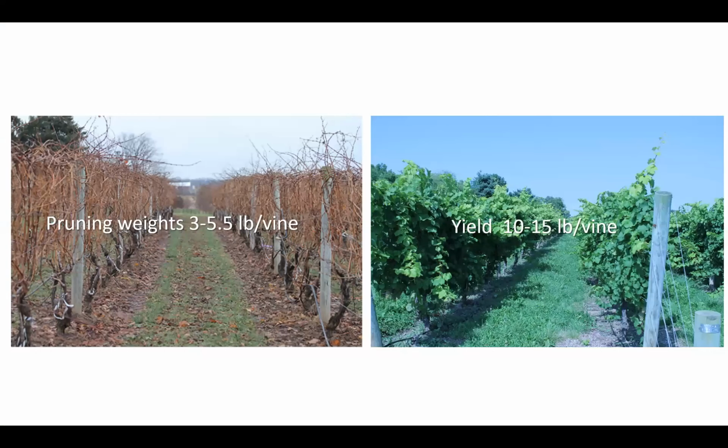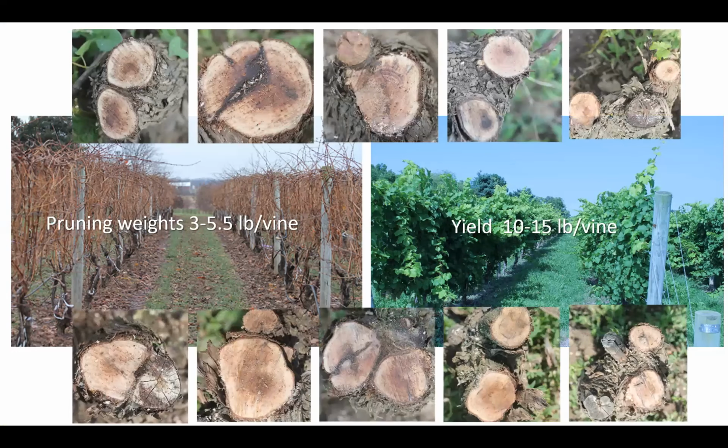And so this is that vineyard before we cut it down, and it was a very productive vineyard up to its last year. Pruning weights between 3 and 5.5 pounds per vine. Those are big vines. And then the yield in our last cropping season, somewhere between 10 and 15 pounds per vine. And that's grown on trunks that look like this. So they're apparently very healthy. We replaced the trunks many times as we pruned the vineyard, but it still turned out to be a pretty productive vineyard.